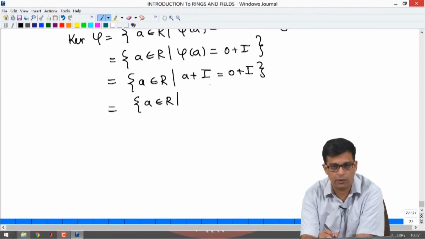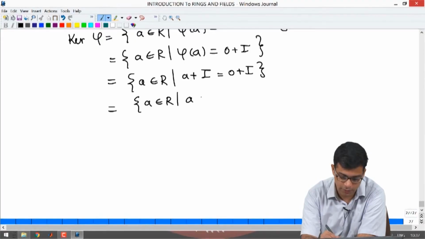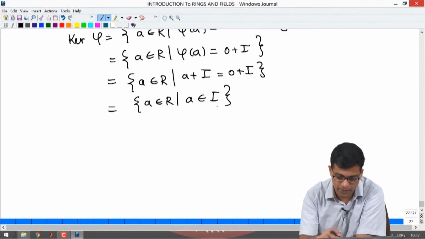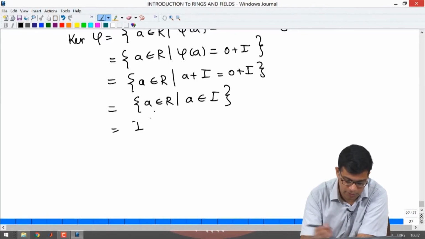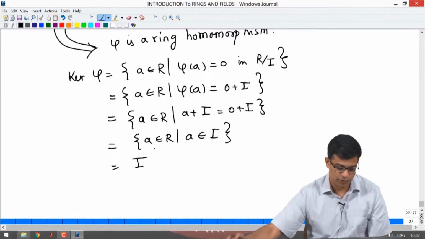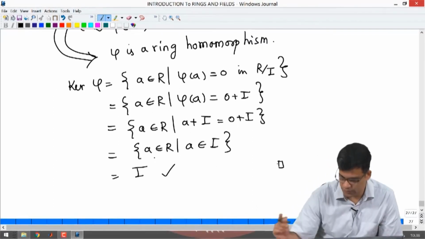When are two cosets equal? I mentioned this earlier. If the difference of these two elements is in I, that means a minus 0 is in I, so a is in I. What are elements in R such that a is in I? This is precisely I. So, kernel of phi is equal to I. This is the last point of the proof. So, the proof is finished.